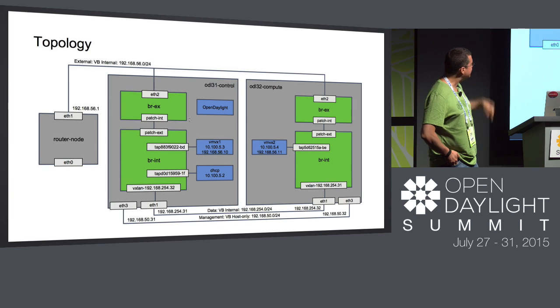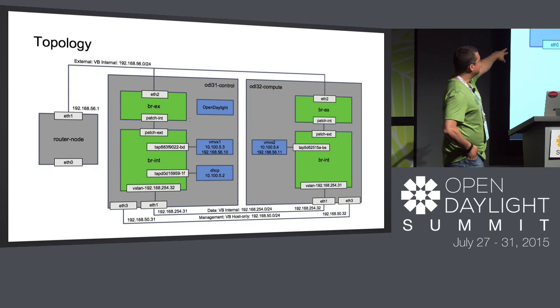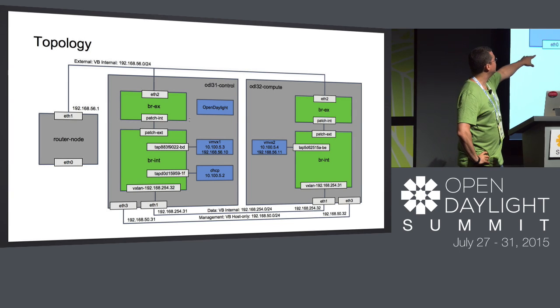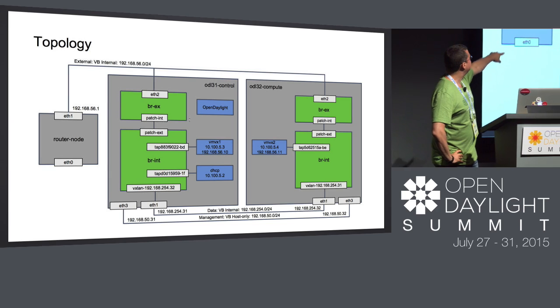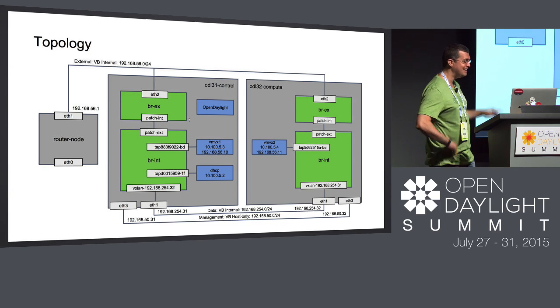Now for north and south traffic, it's going to use these patch ports that connect the BRINT to BREX. Of course, this is all through the magic of OpenFlow. The user does nothing to get that. But basically, from that point on, when you're going north and south, through the OpenFlows, by some rules that I'll show you, we're able to get in and out, and we can do the ping google.com test.